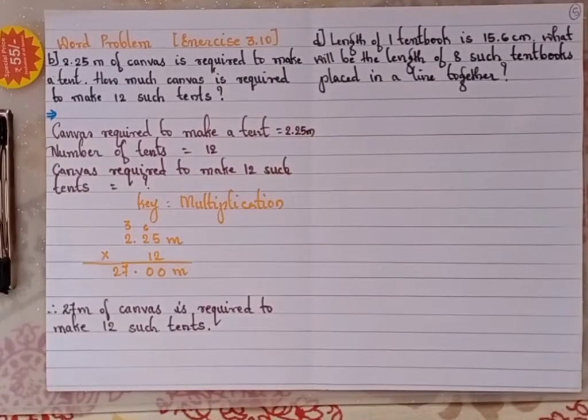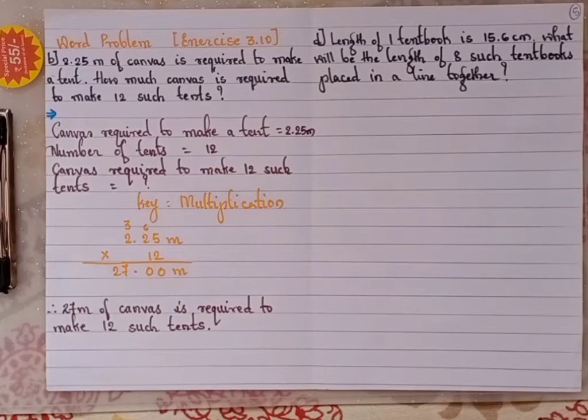Hope you have understood this now. Let's see the D problem. Length of one textbook is 15.6 centimeter. What will be the length of 8 such textbooks placed in a line together? Here they have given the length of one textbook and we have to find the length of 8 such textbooks. So to find the length of 8 such textbooks, we have to multiply, isn't it? So let's write the statements first.